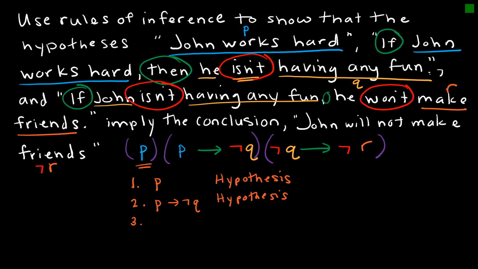instead of writing the next hypothesis, I want to say what conclusion can I draw using these two statements. So looking at P, and if P then not Q, then I can certainly say not Q. I'm going to change my color again. I can say not Q. And how do I know that? That's modus ponens using 1 and 2.